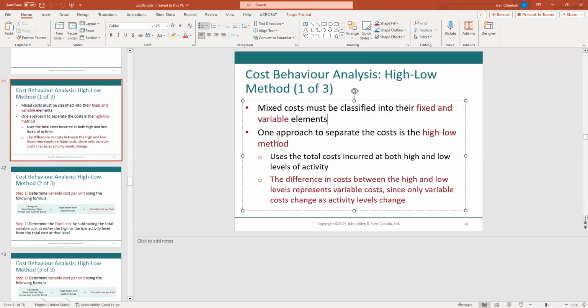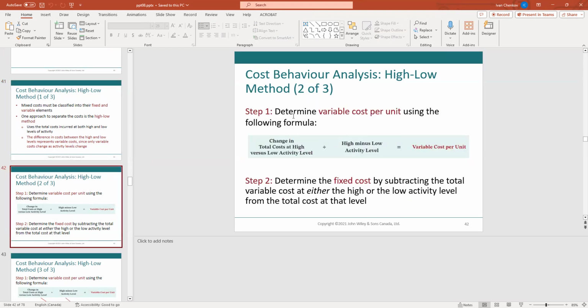One of the approaches to calculate the cost is the high and low method. For the high and low method, I'm going to post a separate recording with the Excel spreadsheet explanation. You'll have access to that, and you can watch the explanation. But briefly, we're going to use the total cost at the high and low level of activity. We're then going to get the difference between the high level and the low level, and that will represent our variable cost.